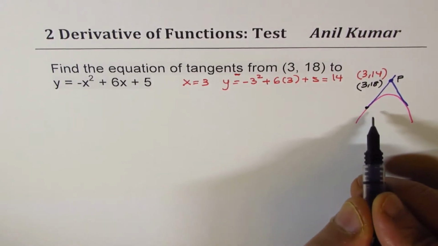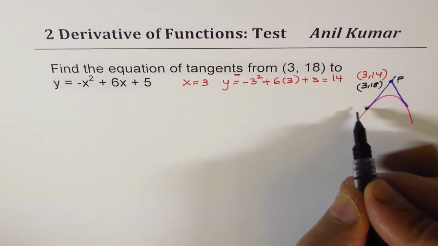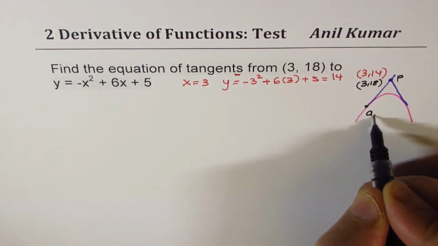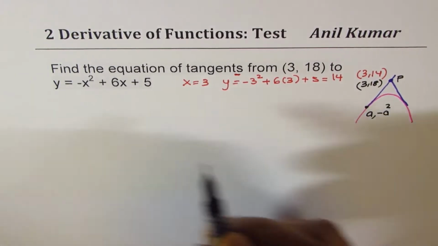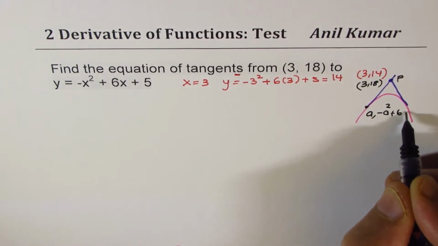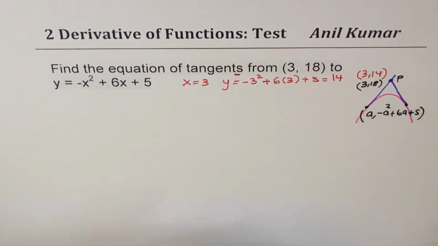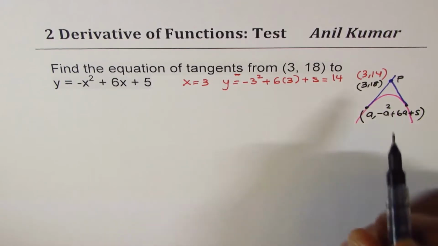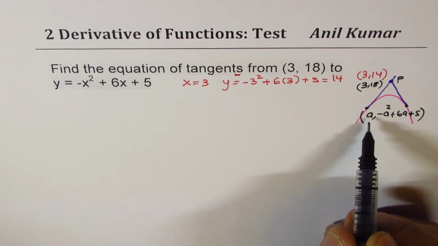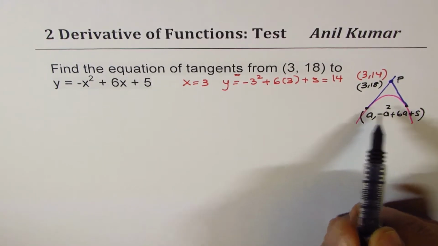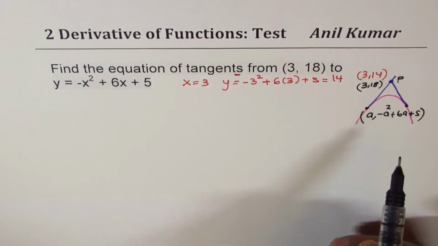Now any point on this curve, in general, we can have x equals a, and if x is a, then the y value will be minus a square plus 6a plus 5, correct? And there is possibility of having two such points on the curve, which will result in two different tangents. So we'll find out the value of a, and then we will know which are these points, correct? Once we know the points, we'll find the equation of tangents.